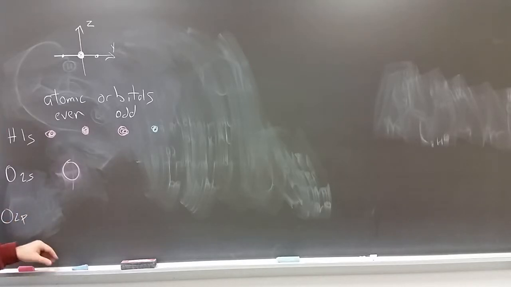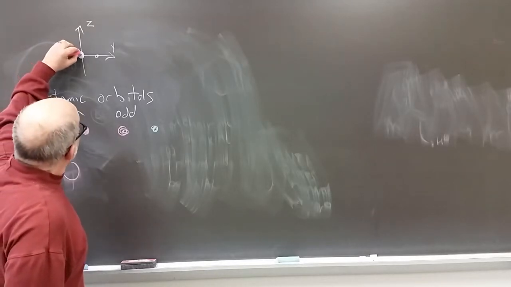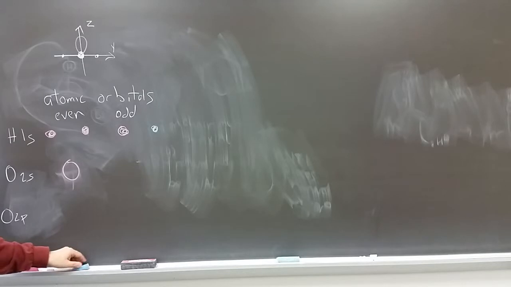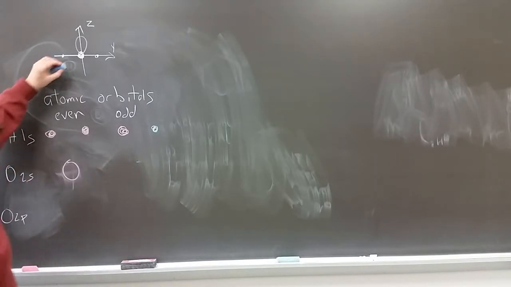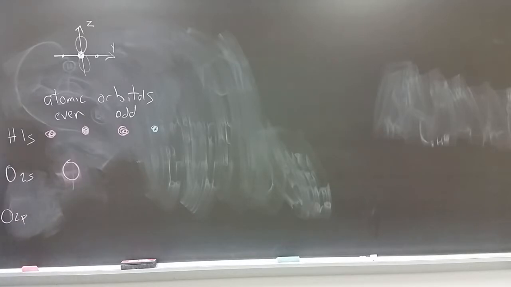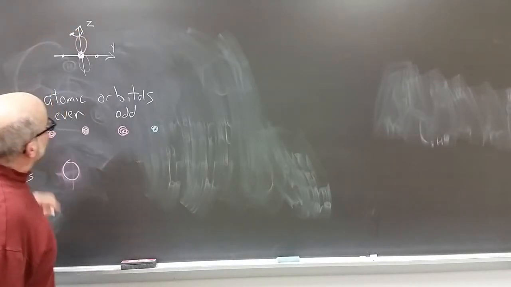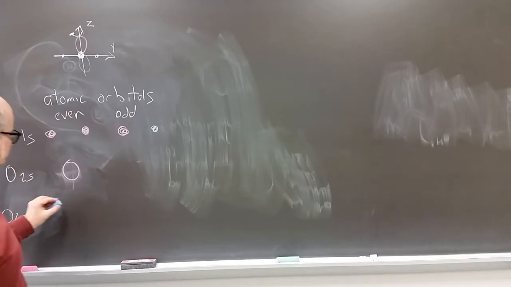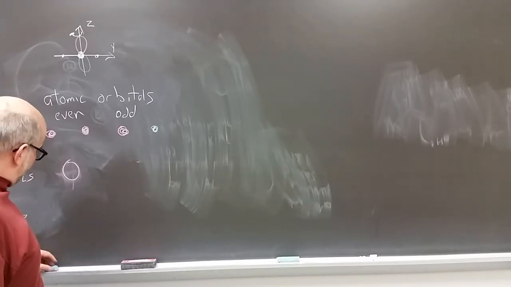The oxygen 2pz would be another one. So if we want to draw that one up here on the screen, it's a p orbital, so one phase is coming up, the other phase is going down. And if you spin that 180 degrees around the z-axis, you're going to get the same thing. The red on top, the blue on the bottom. So this one is also an even.